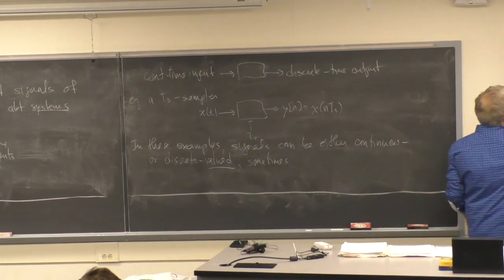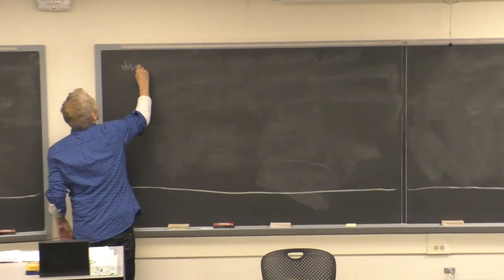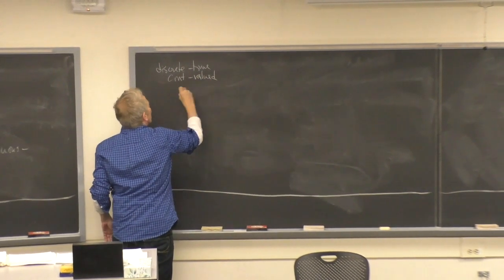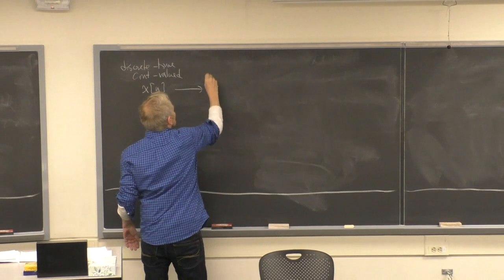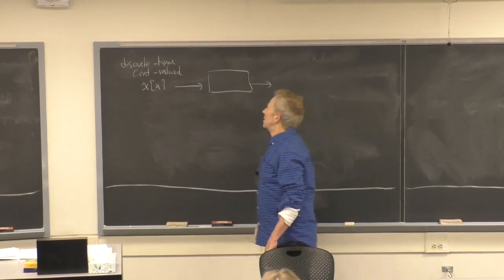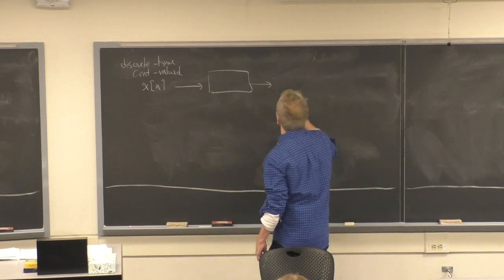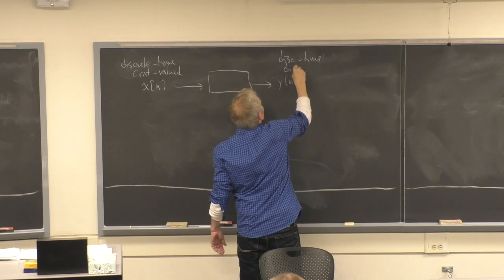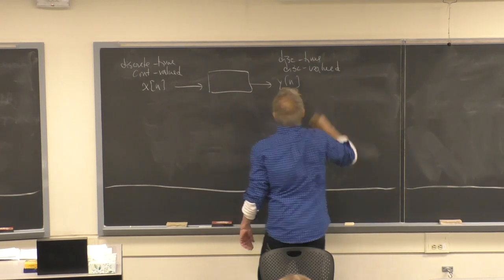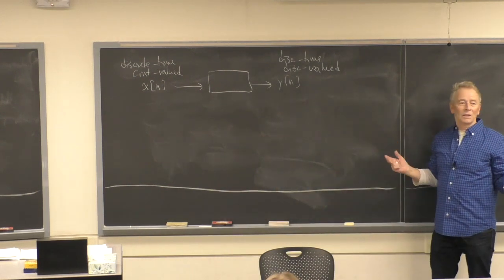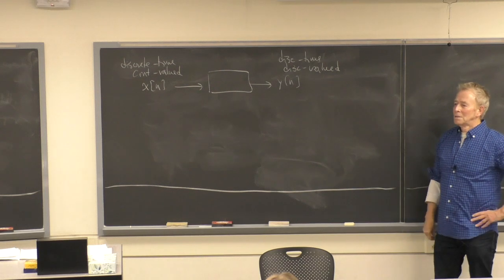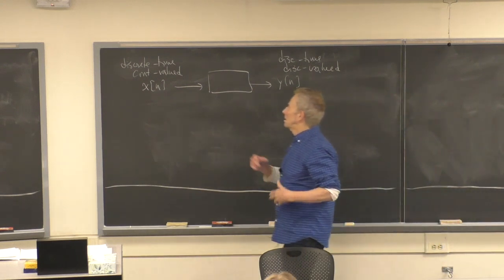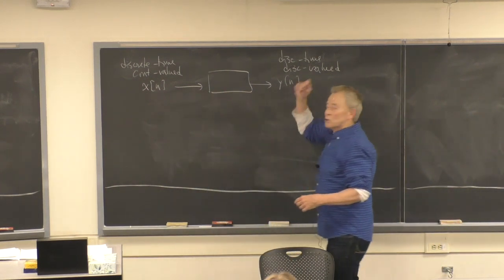We have, say, a discrete time, continuous valued x of n going into a system, and what comes out is going to be a discrete time, discrete valued y of n. Now, what kind of a system would do this? Can anybody think of it? Think of something that might arise in applications. It takes a continuous valued thing and puts out a discrete valued thing. If you want to think specifically, real valued and then say bit string.